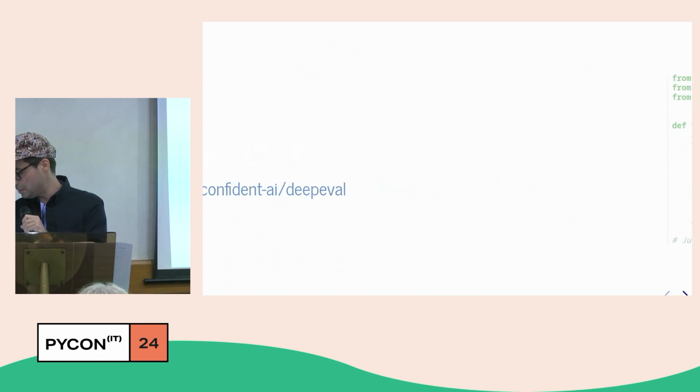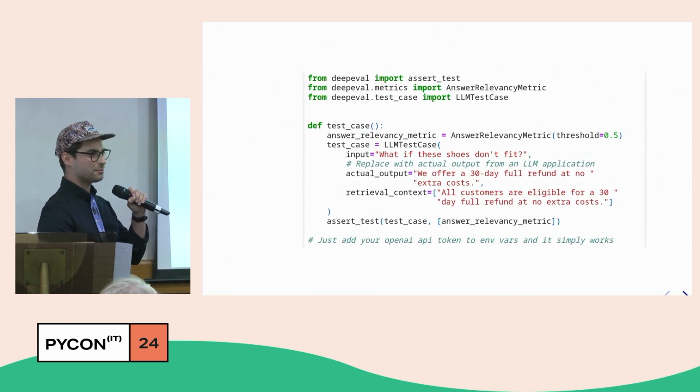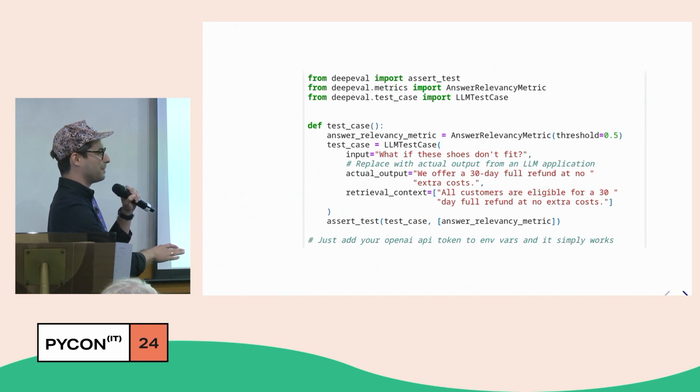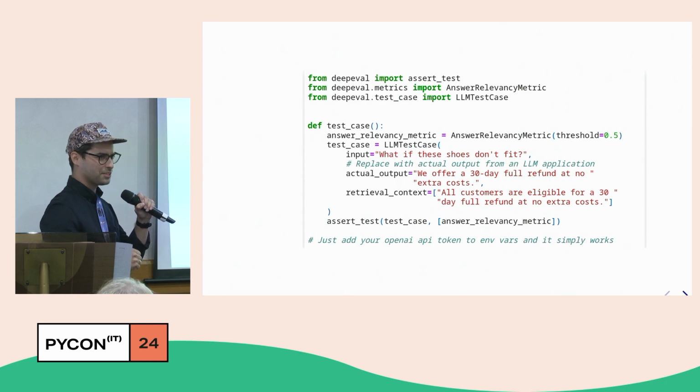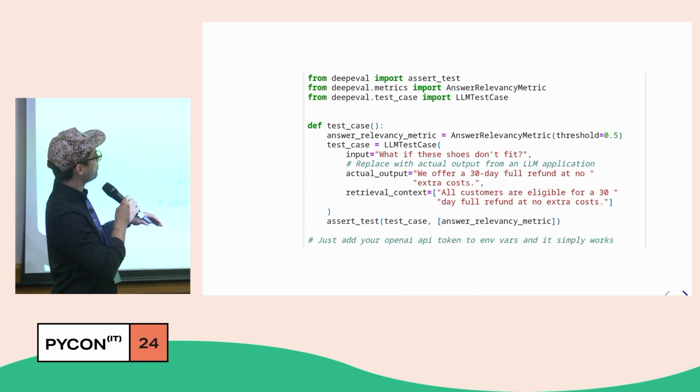So deep eval is, apologies for showing code on the screen in such quantities, but it didn't really make much sense to split it into multiple slides. So bear with me, just a few slides with code. That's taken straight from their documentation. Let me very quickly walk through what's happening here.